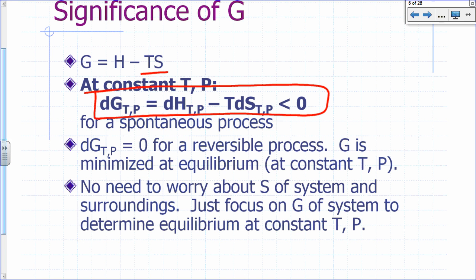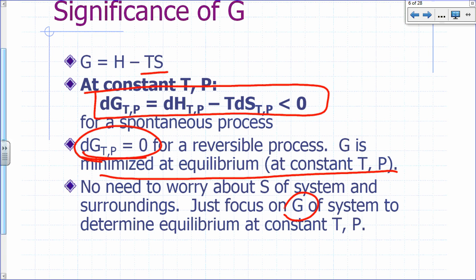So dH minus TdS would be negative. We say that G then, dG equals 0 when you reach equilibrium. So if a small advancement of the process forward or reverse will not cause a change in G, we say dG equals 0. You have a reversible process. You've reached equilibrium right there. Okay. So G is minimized at equilibrium at constant temperature and pressure.